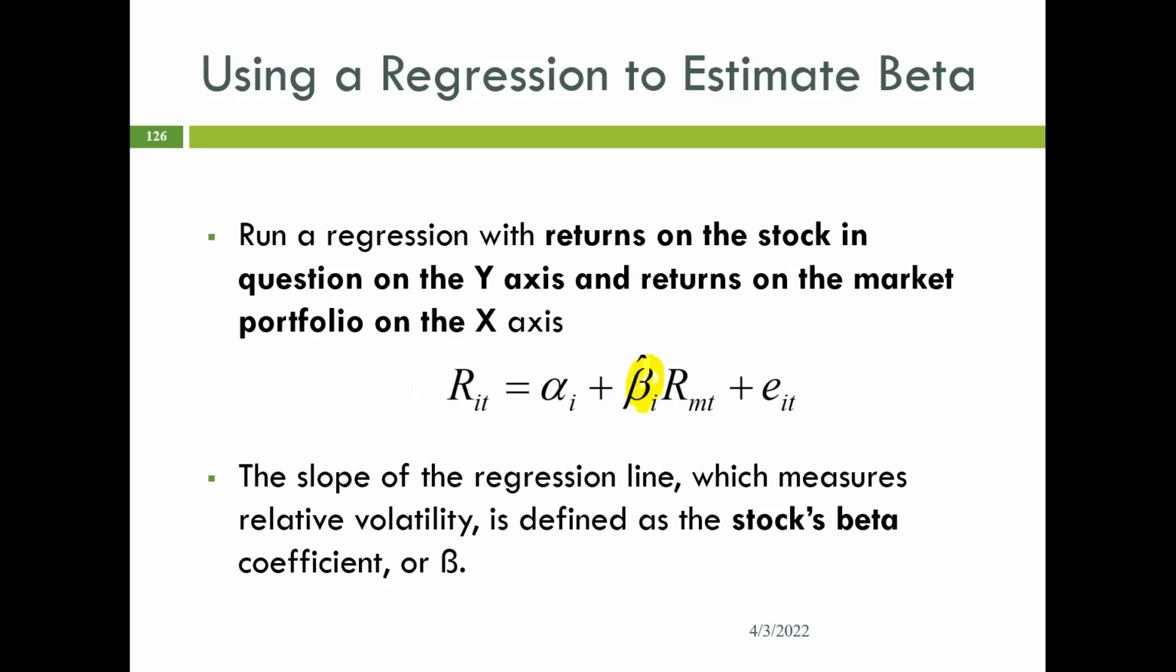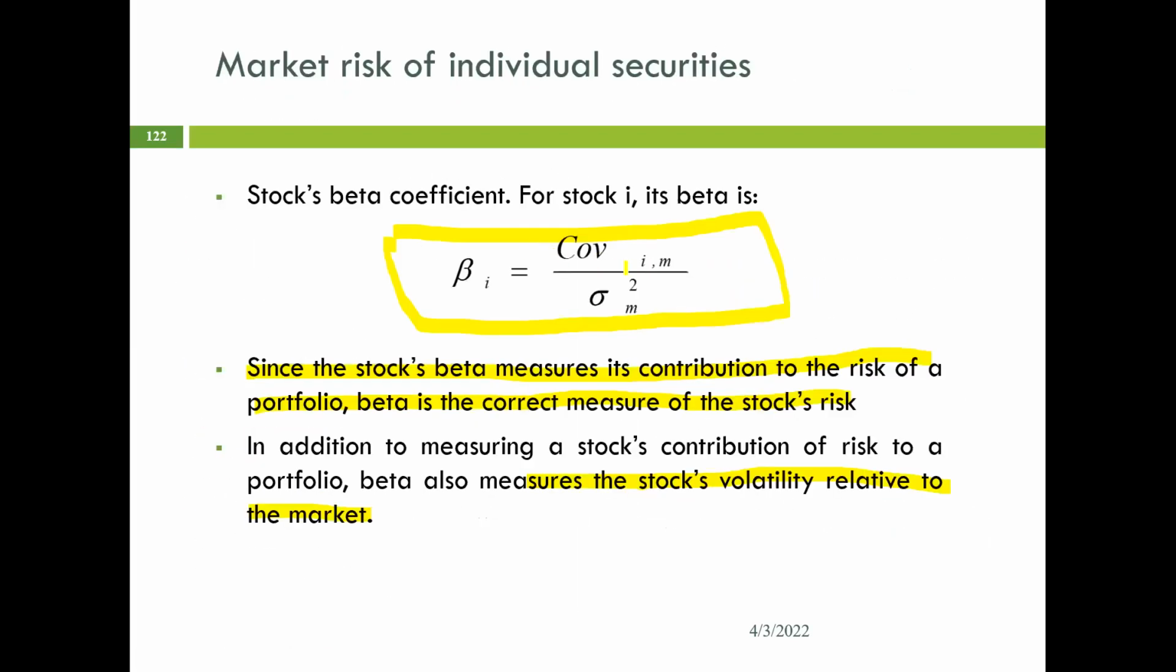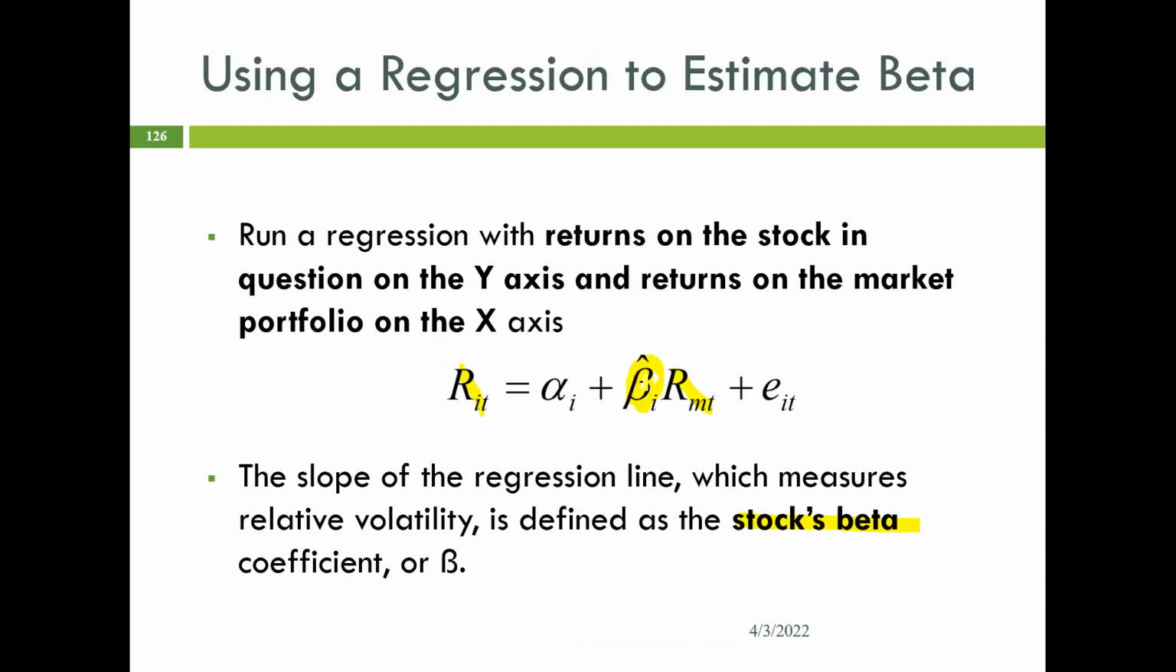It is the slope of the regression line, with the returns on the stock on the Y axis and the returns on the market on the X axis. This is the market return, and this is the stock return. The slope of the regression line, which measures the relative volatility, is defined as the stock beta. You can use this formula as well as the regression. You have to run this regression on empirical data to estimate beta.